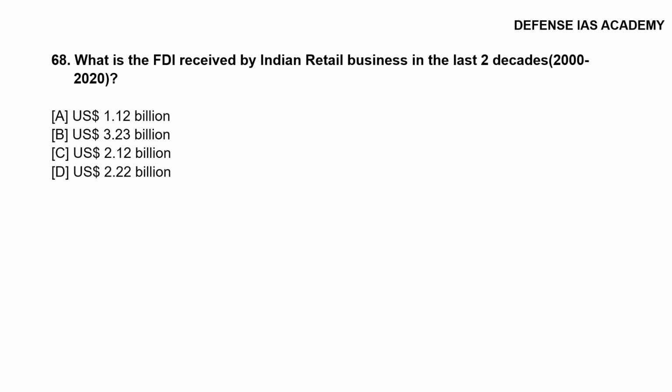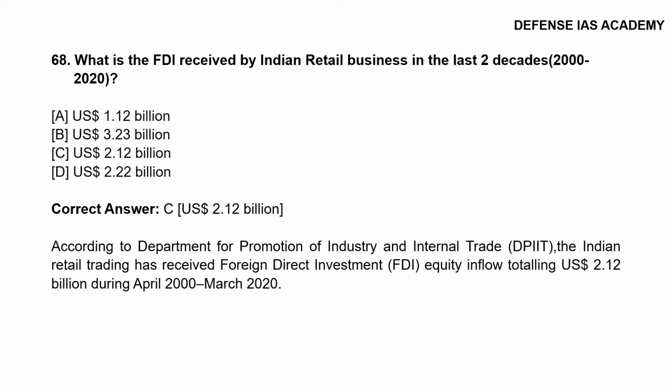Question number 68. What is the FDI received by Indian retail business in the last 2 decades, that is from 2000 to 2020? The correct answer is option C, US dollars 2.12 billion. According to Department for Promotion of Industry and Internal Trade, the Indian retail trading has received foreign direct investment, that is FDI, equity inflow totaling US dollars 2.12 billion during April 2000 to March 2020.